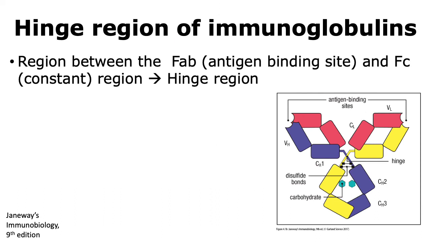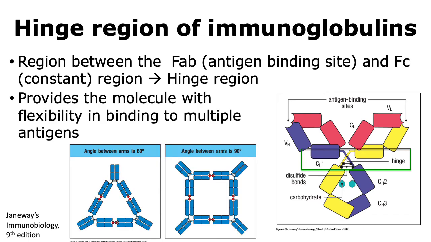Let us now look at another region of the immunoglobulins that's called the Hinge region. Now the Hinge region is the region between the Fab and the Fc region of the immunoglobulin. The Hinge region that's shown in the box is important because it provides the immunoglobulin with flexibility and allows many immunoglobulins to bind to multiple antigens.